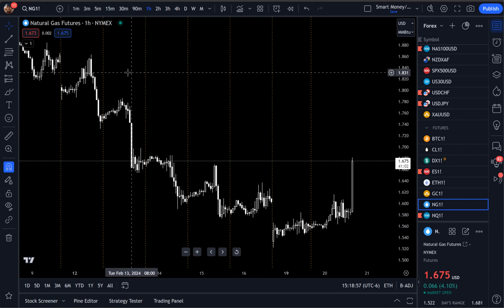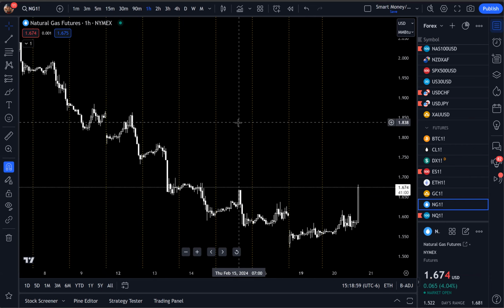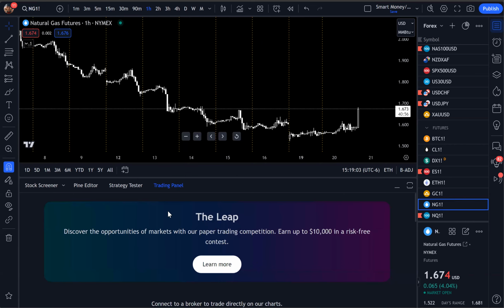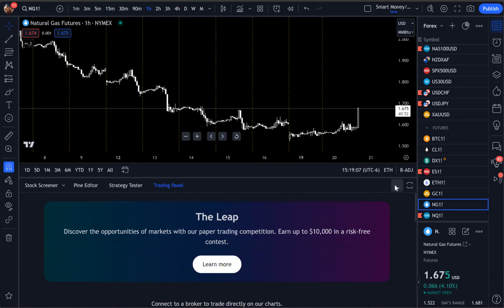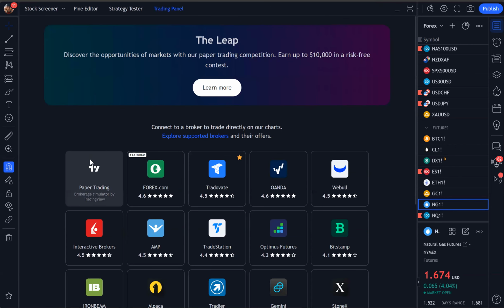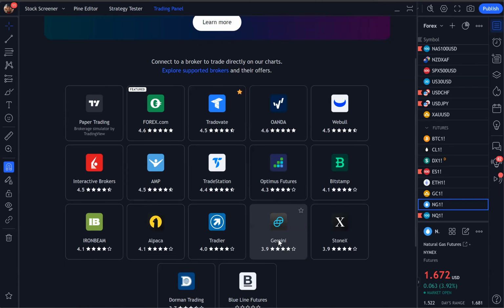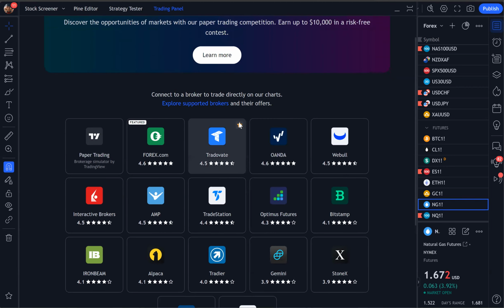When you come on TradingView and you log on, you just go down here to the trading panel, okay? And once you go to the trading panel, you're gonna scroll. You can hit this box, the maximize panel. Okay. Now here you have paper trading. And here are some of the brokers you can connect to. You see, I have a star on Tradovate.